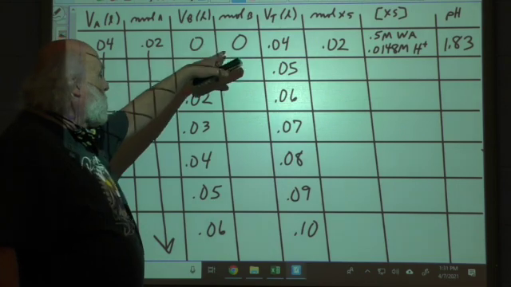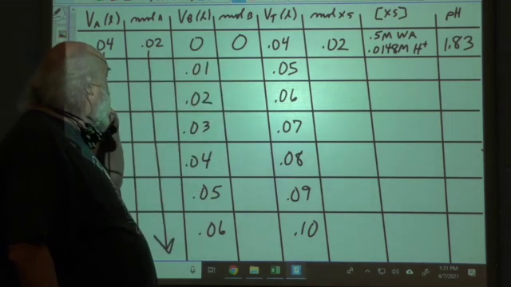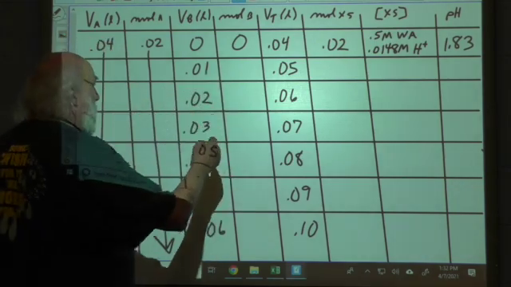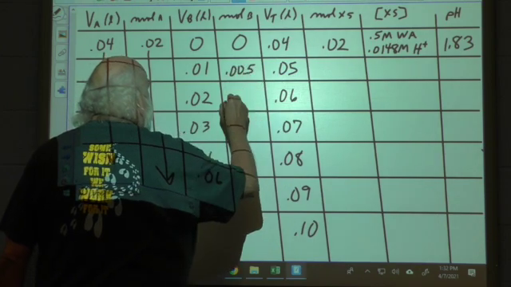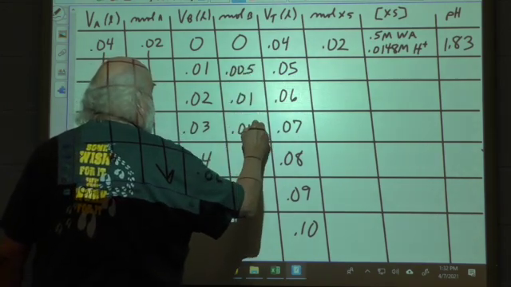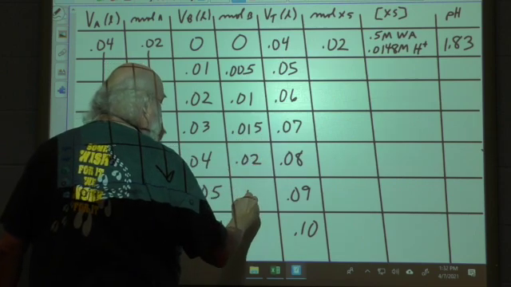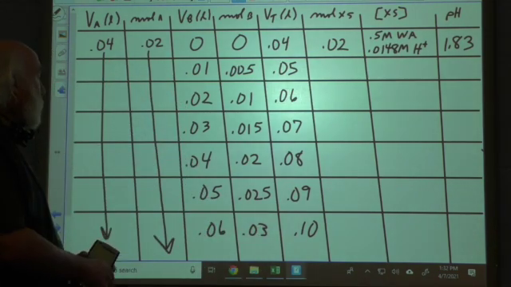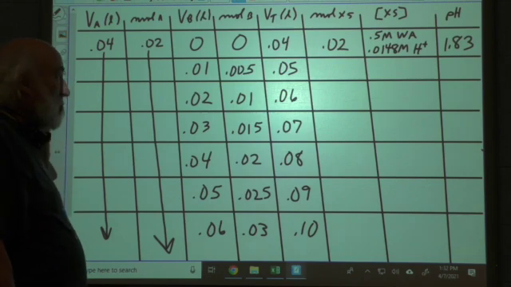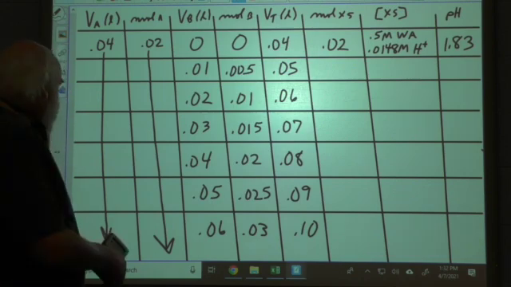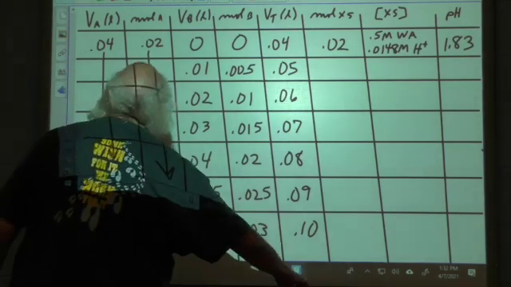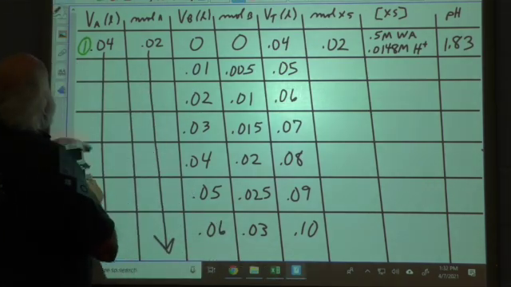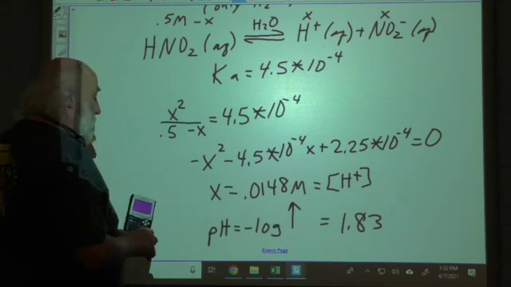Now, one thing we haven't done is put in the number of moles for this. So I'm multiplying each of these by 0.5. It's 0.5 moles per liter times the volume. So this is going to be 0.005, 0.01, 0.015, 0.02, 0.025, and 0.03. Okay, so that's stage one right there. In stage one, we're going to be using the quadratic formula of the Ka.